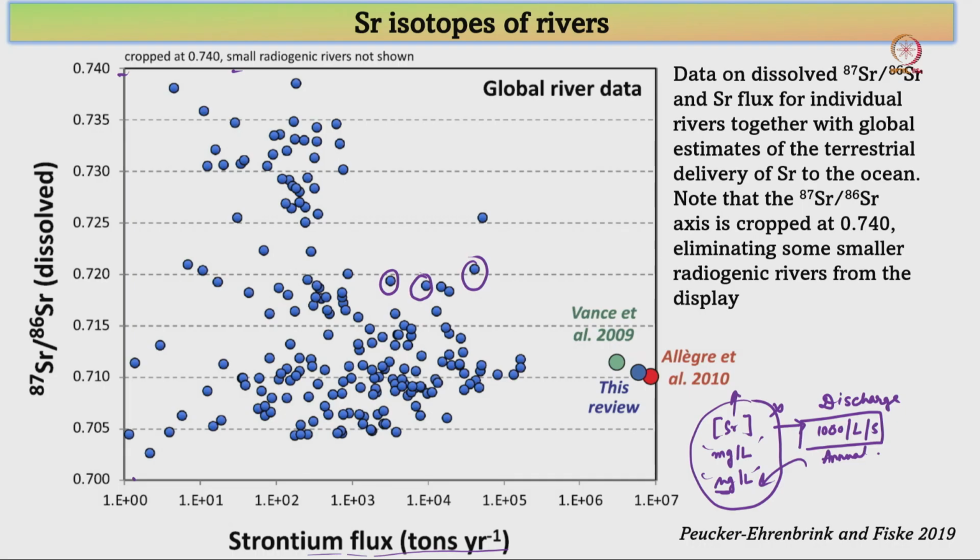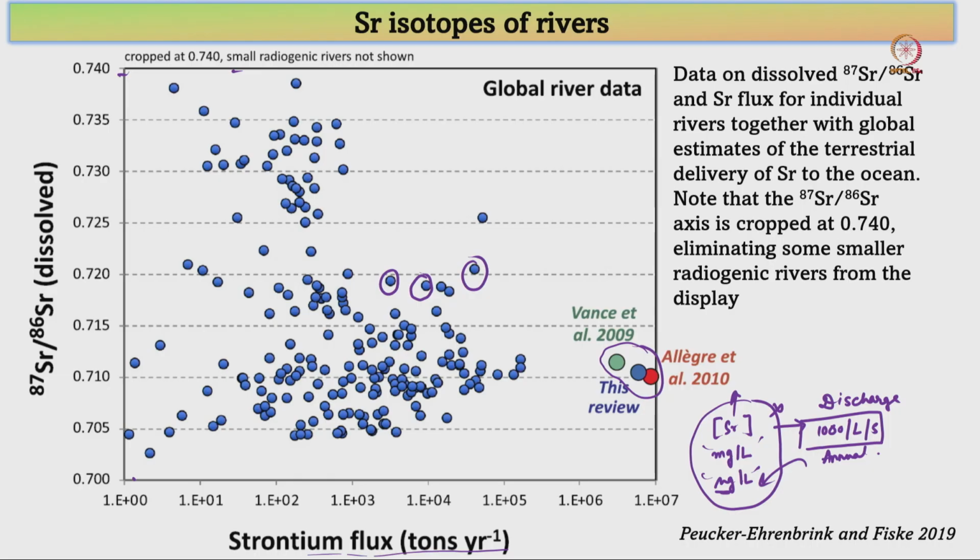Such discharge weighted concentrations have been used in this particular figure, and these individual points show the discharge weighted strontium flux and their strontium isotope signature. So, for instance, after doing this entire study, we come to a conclusion that this is the average river signature, this is the cumulative river signature.